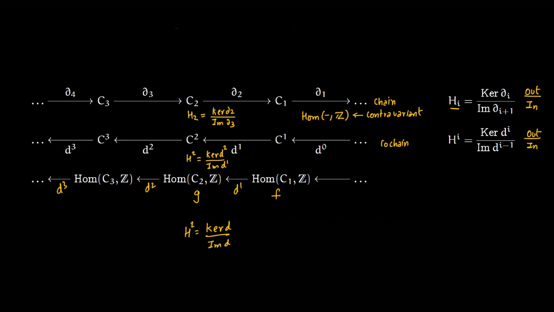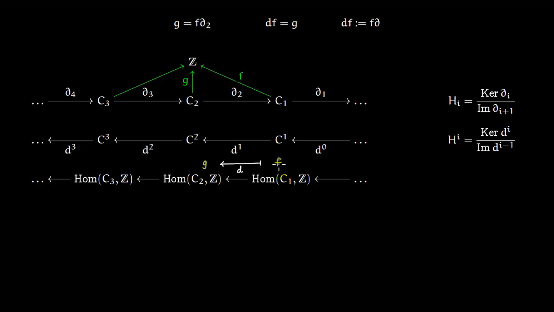So let us see this. We are going to map this F to G via this map D. So what is this F? These morphisms from C1 to Z are just maps from C1 to Z. So this F is nothing but an arrow from C1 to Z. So this is the morphism. This G is nothing but an arrow from C2 to Z. So this is our G. So D maps F to G. So we have to define this D here. In fact, we have to relate it to this partial here. So the first thing is, what is the natural relationship between G and F?